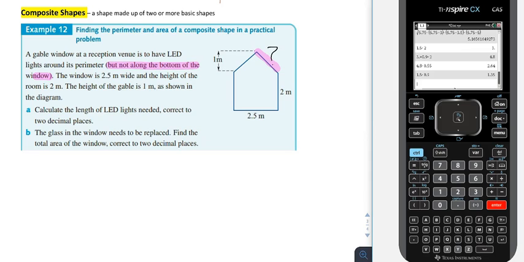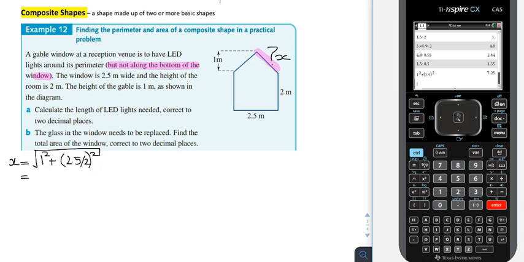So our first step is going to be to calculate that X value, or what I'm labeling as X. And X is going to be equal to 1 squared, which is the height here, plus half of 2.5 squared. Take the square root. That is Pythagoras' theorem to calculate this side length given a right angle triangle here. And then when I do that, I get a result.